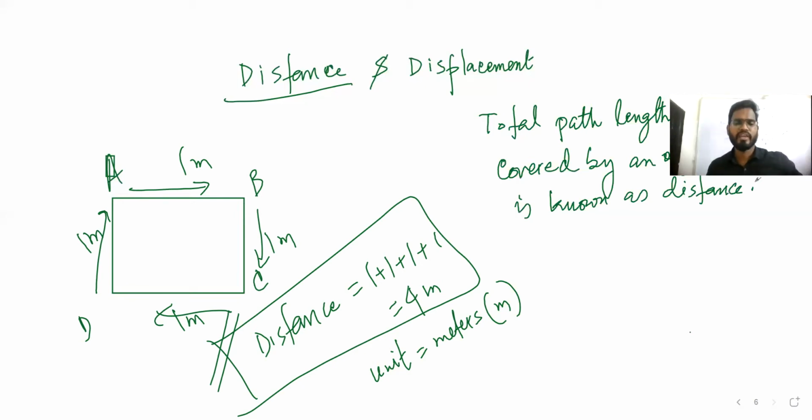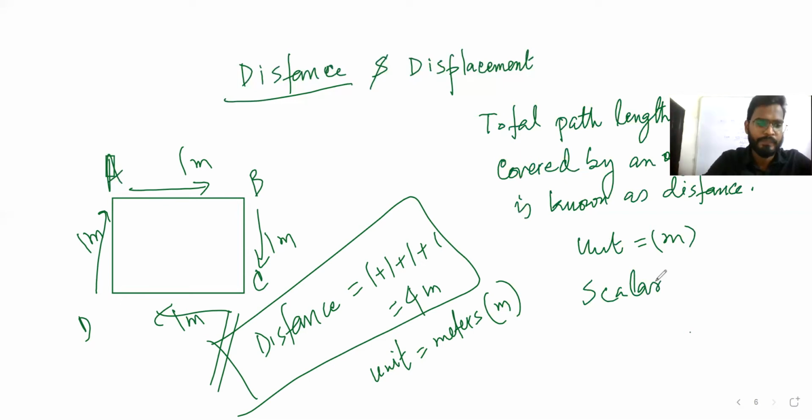Total path length covered by an object is known as distance. Displacement we'll see later. So the unit is meter. It is a scalar quantity, right? We learned before also. So that is about distance. Now we are going to see another part, that is displacement.